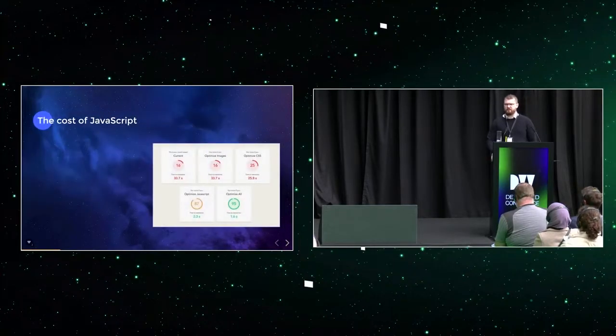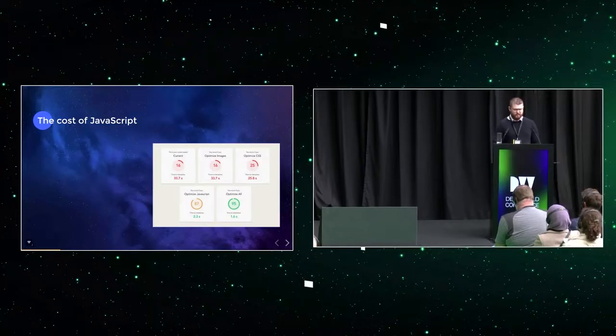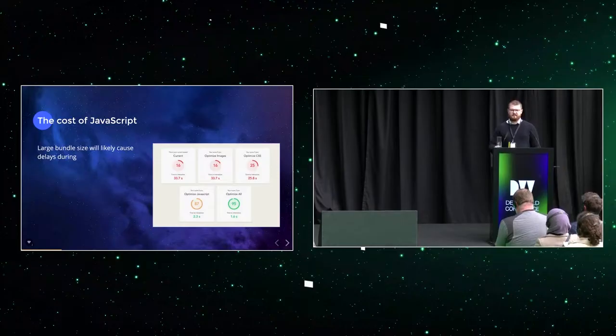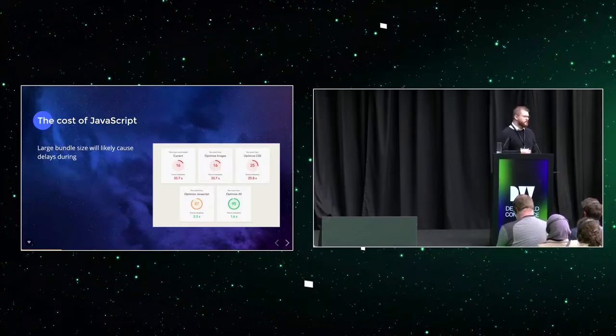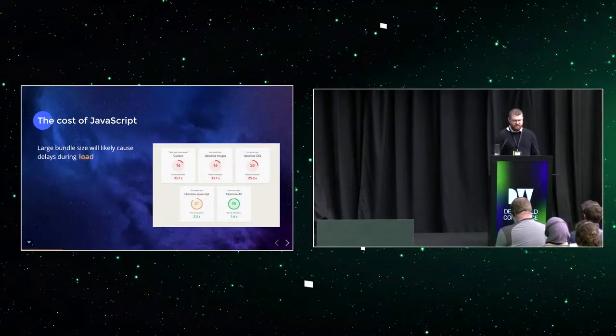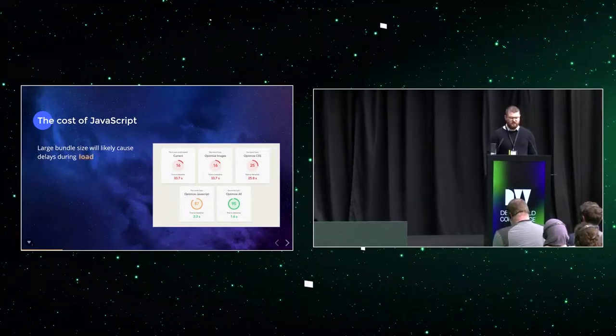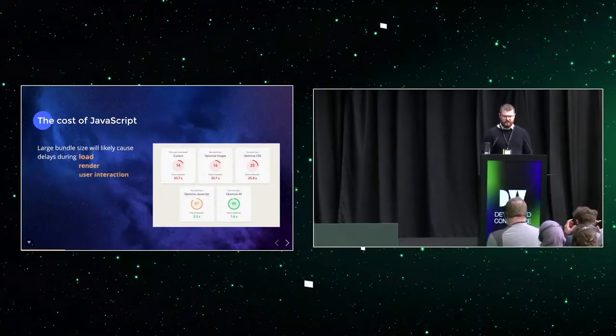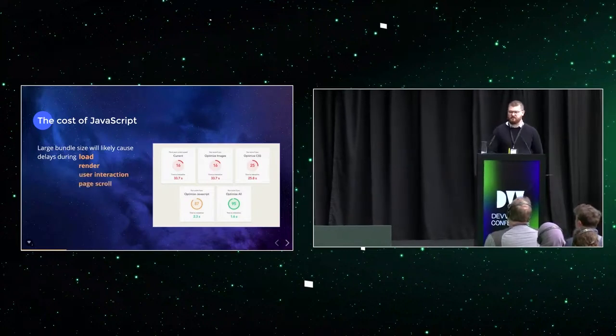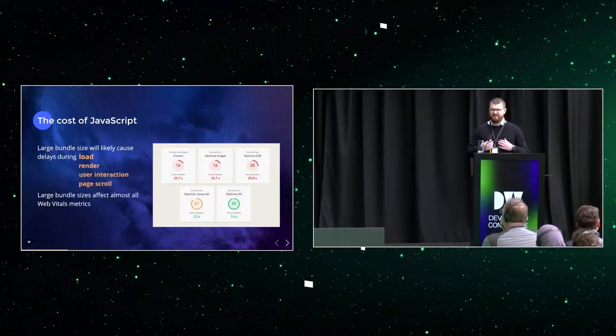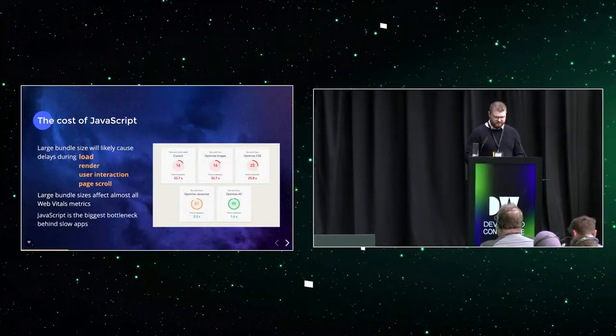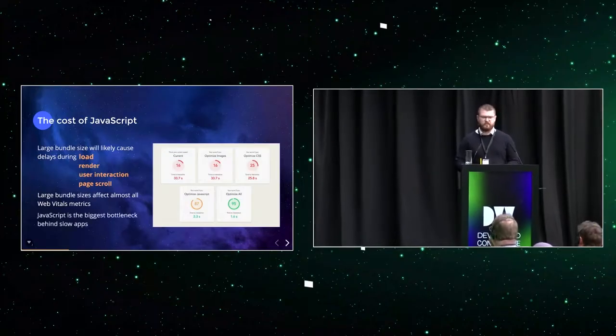I'm going to jump straight to the point by saying that JavaScript is the biggest bottleneck of web performance. And the size, specifically the size that we're shipping into the browsers, is the problem. Because that can cause delays with the loading, rendering, user interaction, and even scrolling. So basically, it affects all web vitals. And it's the biggest bottleneck.